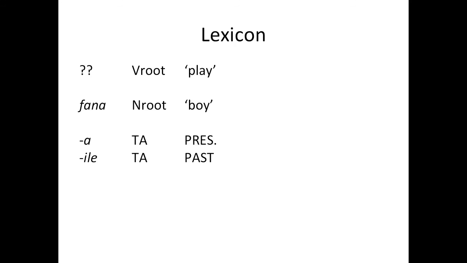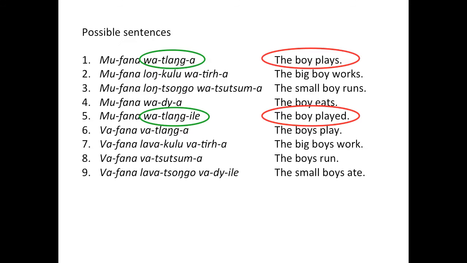That fana is a noun that means boy, and that mu is a prefix that means singular, and va is a prefix that means plural. What can we work out next? At this point, we're not sure with the words watlanga and watlangile which bit of the word means play.